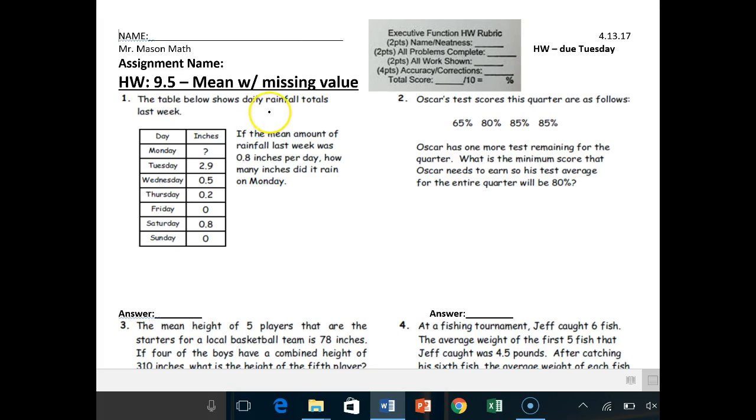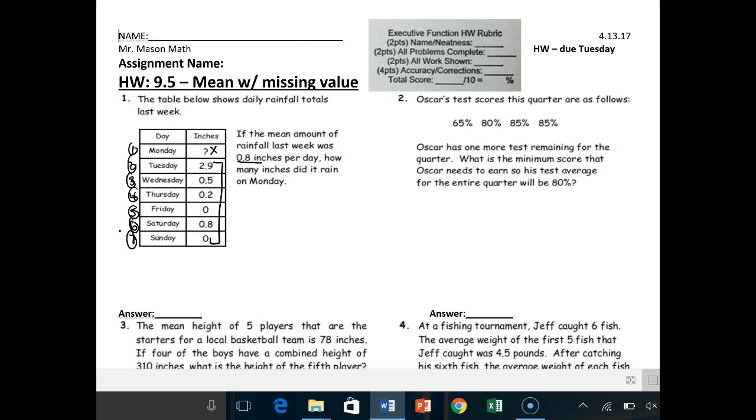So the table below shows the daily rainfall totals last week. If the mean amount of rainfall last week was 0.8 inches, how many inches did it rain on Monday? So there's your x that you're missing. Here's your subtotal that you need to add up. There's your desired mean right there. How many days are we worried about? We're about a full week, which, if you count it all up, is 7 days.